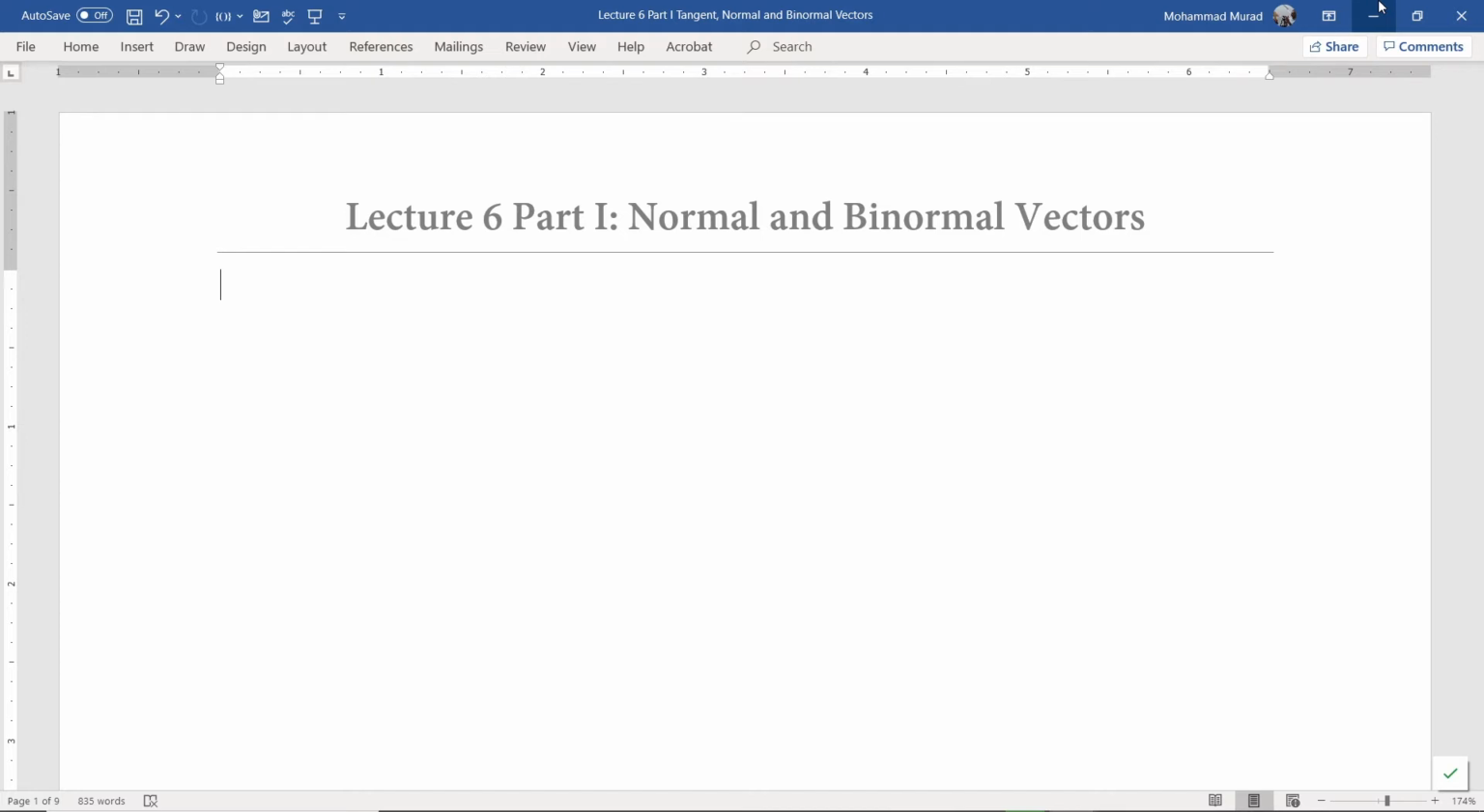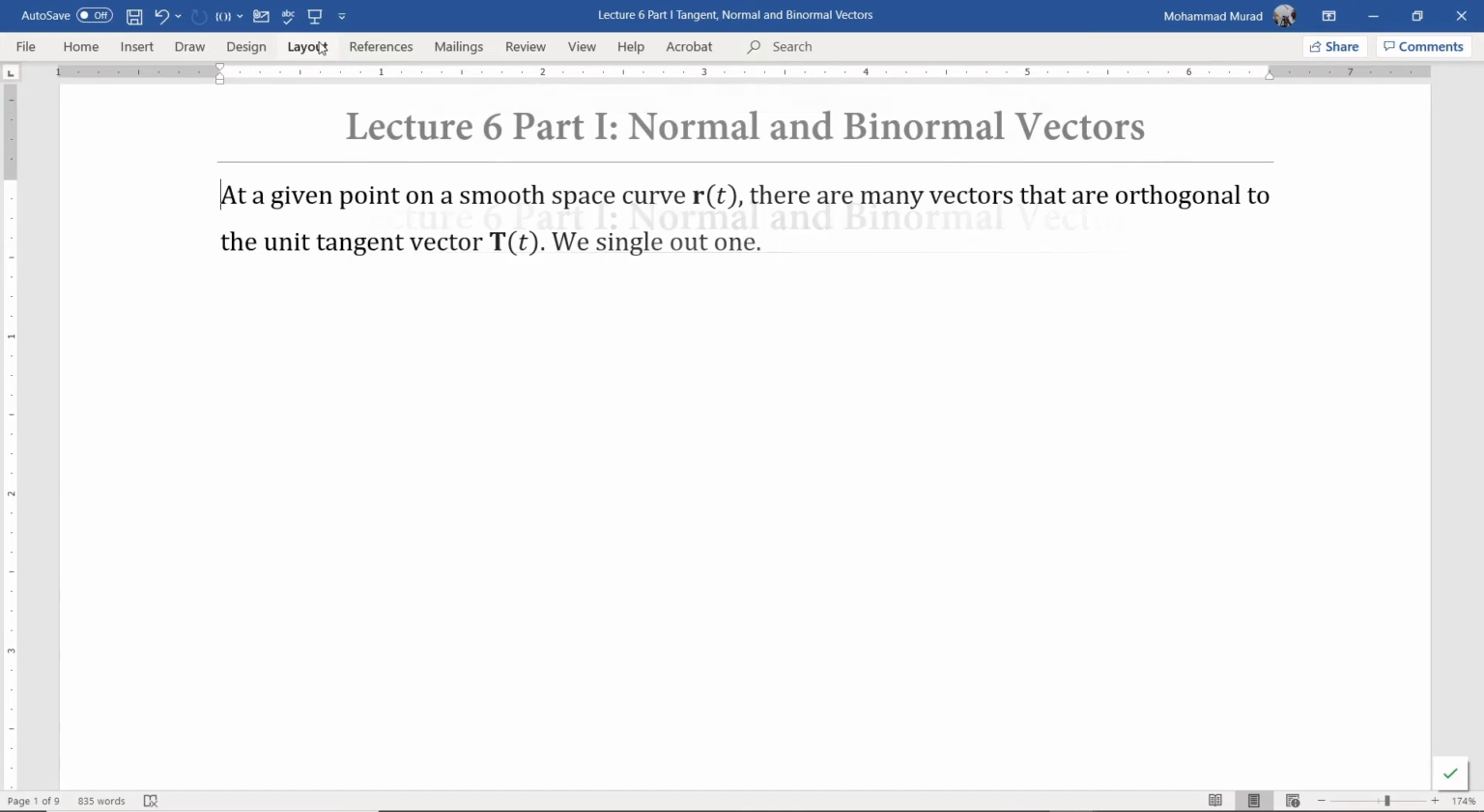Hello, welcome. In this lecture, we are going to introduce two more unit vectors along with the unit tangent vector. At a given point on a smooth space curve described by the vector function r of t, there are many vectors that are orthogonal to the unit tangent vector T. We single out one.